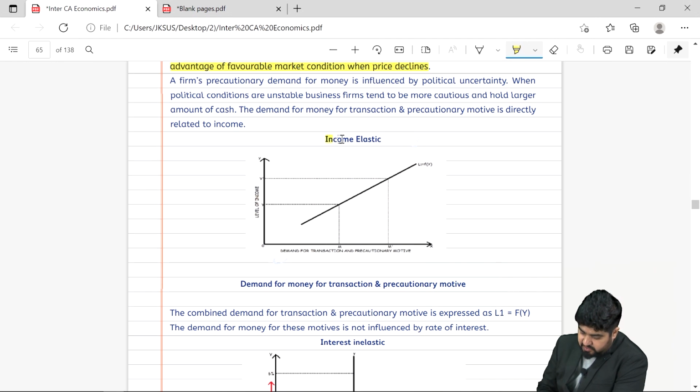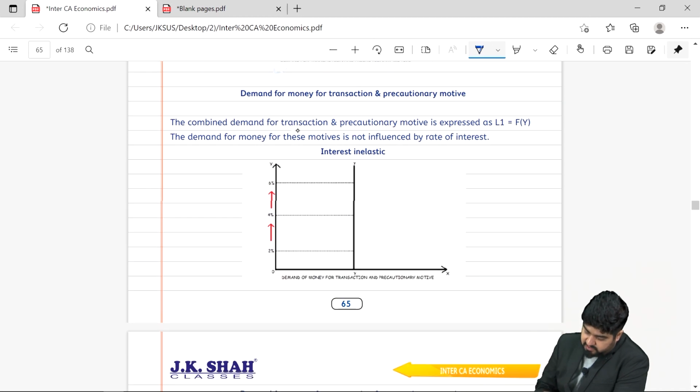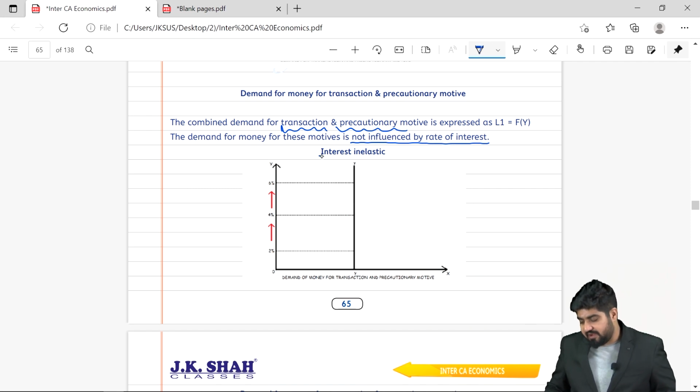Look at this. If it is income elastic, then what will happen? With the increase in the level of income, people will tend to take more precaution, so the curve will be upward sloping. Similarly, transaction motive and precautionary motive combined, let's suppose these motives are not influenced by the rate of interest. Speculative motive is influenced by the rate of interest, but if these two are interest inelastic, inelastic meaning they don't change with the interest rate, so whether it is a higher or lower interest rate, it remains constant. So here liquidity preference will remain constant, and it will look like a perfectly inelastic demand curve.